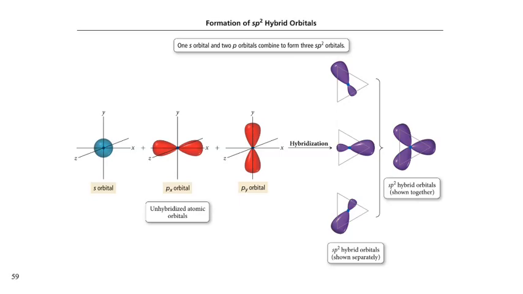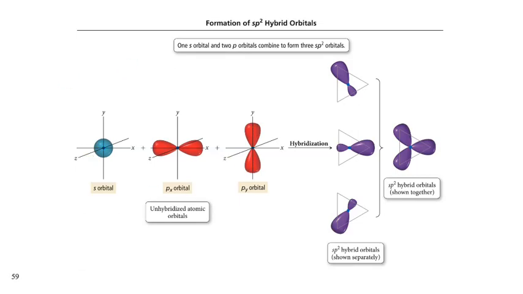So let's look at how this happens. There we've got the s orbital, and we've got 2 p orbitals. If we're just looking at 2 p orbitals, then we can look at it in 2 dimensions instead of 3, and it's easier to imagine. So we're going to combine these together.